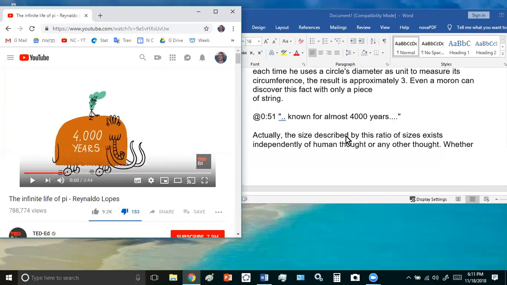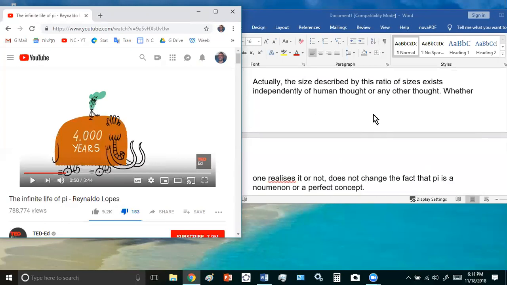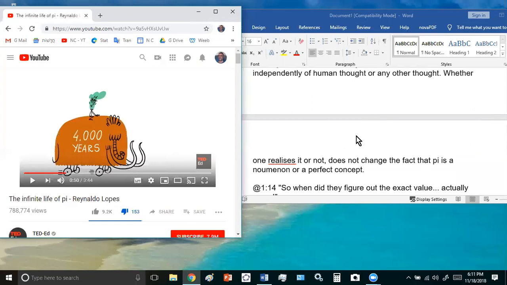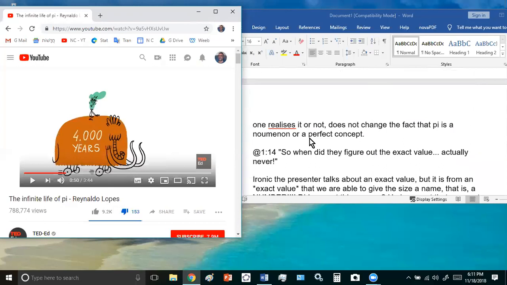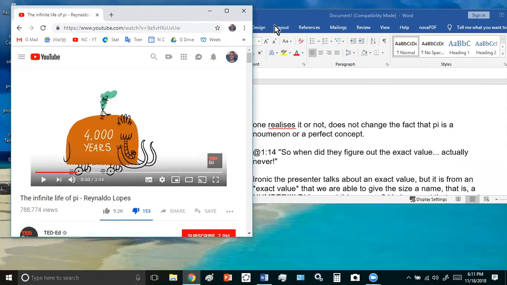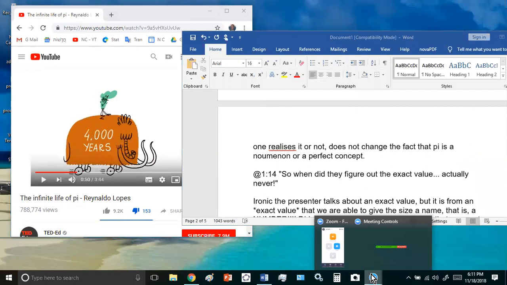Actually, the size, not the number, described by this ratio of sizes, exists independently of human thought or any other thought. Whether one realizes it or not does not change the fact that pi is a noumenon, or a perfect concept. I don't know what that little bell was about. And in any case, I think I'm still recording.